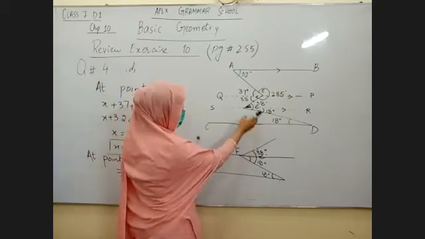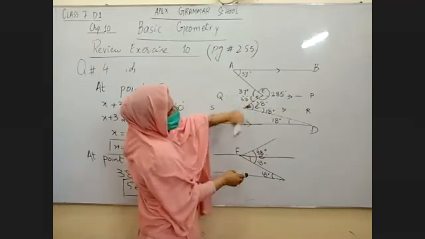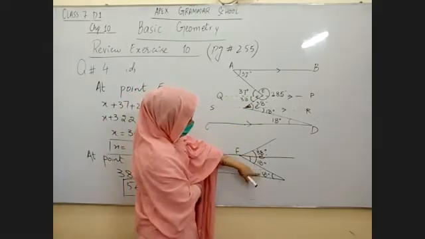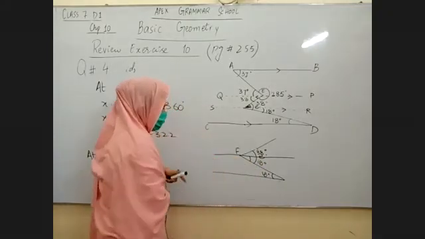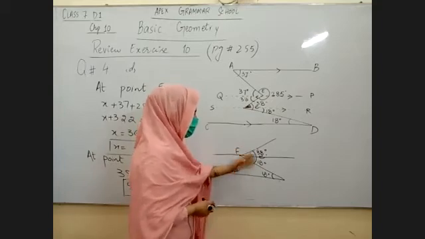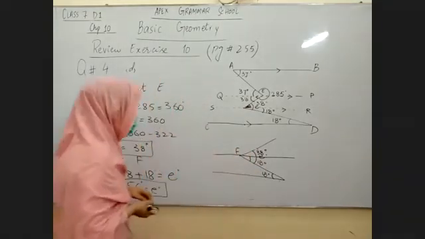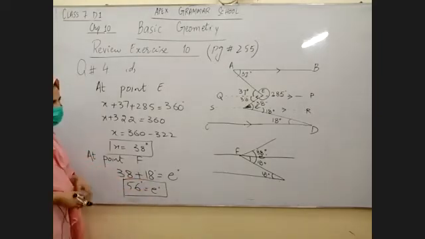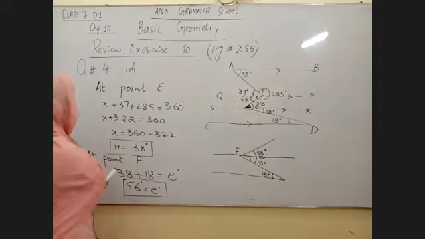So vertically opposite angles are same in measure, so the above angle will be 38. Lower angle, again vertically opposite angles are same in measure, so it will be 18. So now 38 and 18, these two angles are completing one whole, which is E. So 38 plus 18 will be equal to E degrees. So 56 is equal to E degrees. So here your question number 4, D part ends.